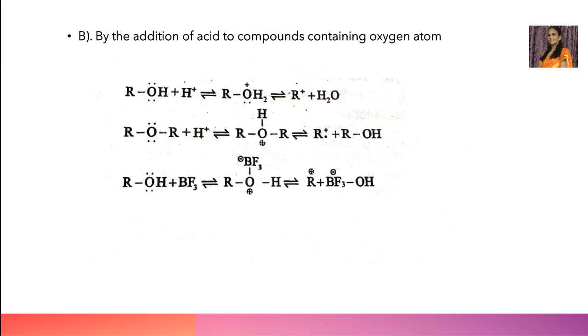Next, by the addition of acid to compounds containing oxygen. So, when we add an acid to compounds with oxygen, let us consider an example. ROH, this is an alcohol. If we add H plus to this, due to the presence of a lone pair of electrons on this oxygen, it donates this lone pair to H plus and forms a coordinate covalent bond. A covalent bond is formed between this oxygen and hydrogen. And this oxygen suffers a positive charge due to the bond formation with H plus. Thus, this H2O is lost.